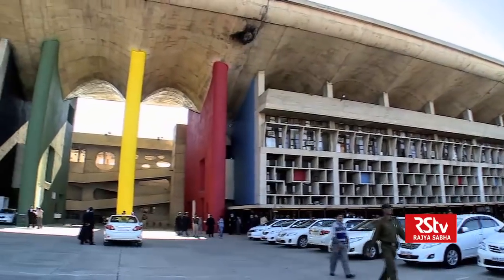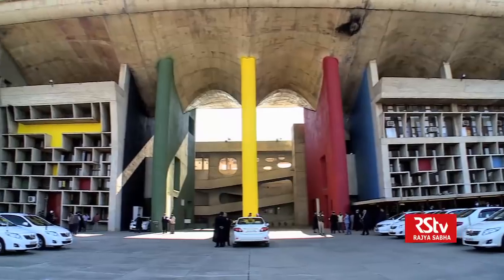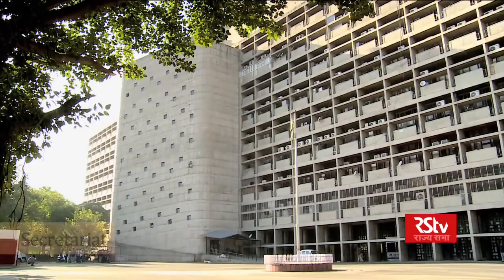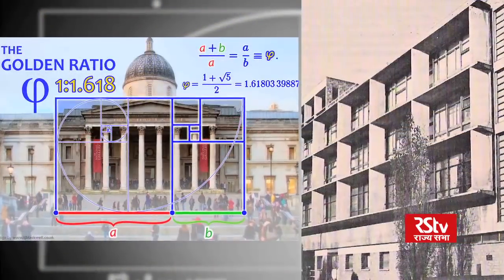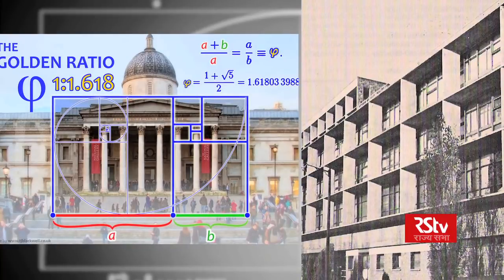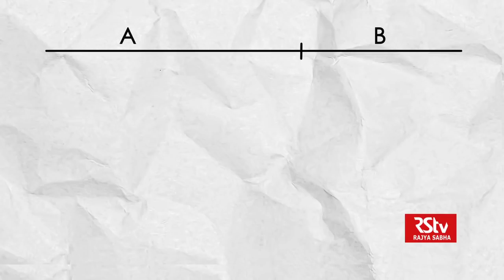The famous ratio that echoes in architecture is known as the golden ratio. Let's quickly see how that works before we explore it in architecture. Take a line, divide it into two parts, A and B, so that the longer part divided by the smaller, which is A by B, is equal to the whole length, which is A plus B, divided by the longer part A. So, A plus B divided by A is equal to A by B.